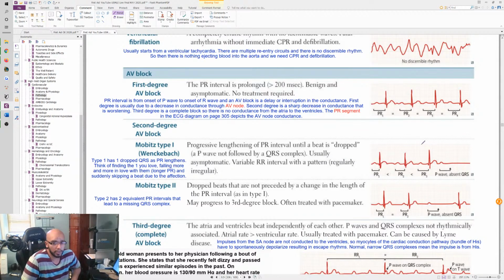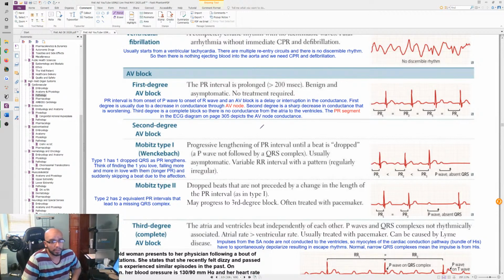Right? And they're going to tell you that in the question. They'll tell you that the pulse of the patient is regularly irregular. And they show you that in this fake ECG here, so you can see how this QRS complex is missing right there. So what you do is you think of type 1 as type 1 has one dropped QRS as the PR lengthens. You can also think of it as finding the one you love, falling more and more in love with them, and suddenly skipping a beat due to the affection, right?